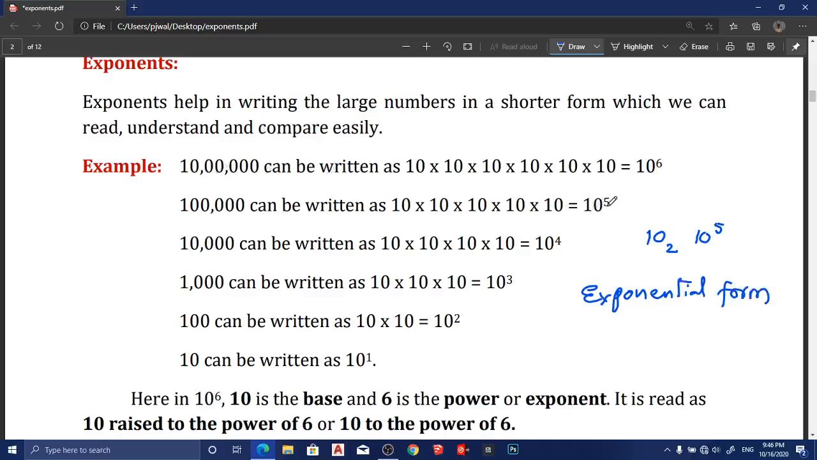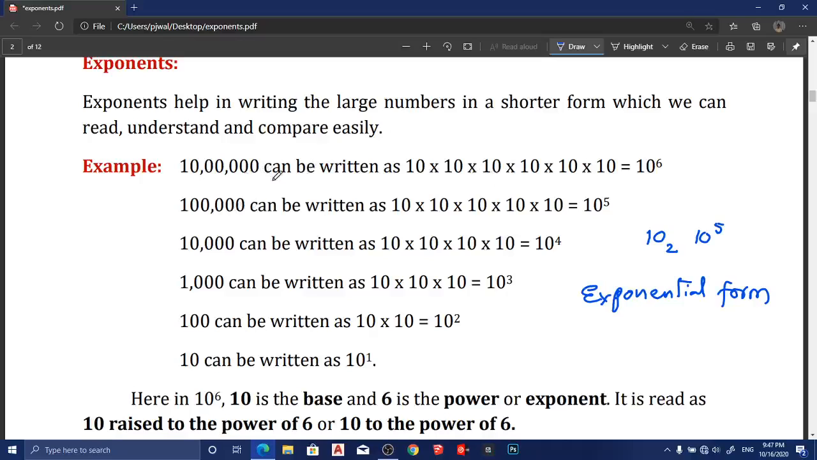This 10 raised to the power of 5 is the exponential form of 1 lakh. 10 raised to the power of 4 is the exponential form of 10,000. 10 raised to the power of 3 is the exponential form of 1000. 10 raised to the power of 2 is the exponential form of 100. 10 raised to the power of 1 is the exponential form of 10. So like this we can write the exponential form of these multiples of 10.